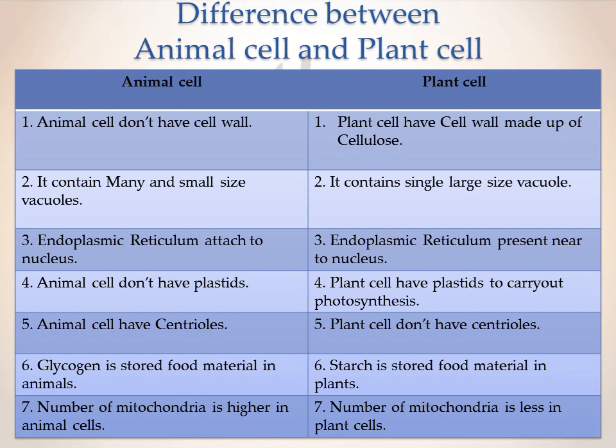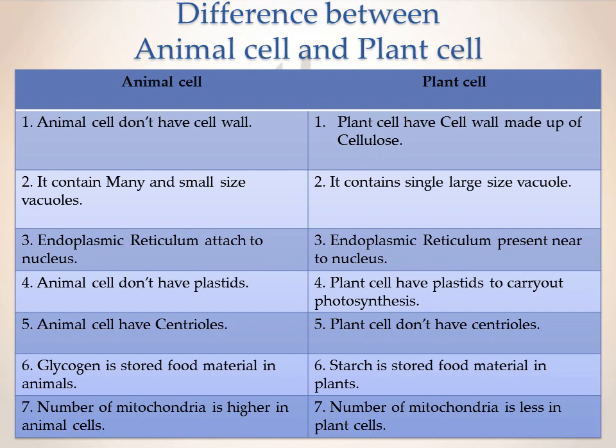Next is endoplasmic reticulum. In animal cell, it is directly attached to the nucleus. On the other hand, in plant cell, it is present near the nucleus. Animal cell doesn't have plastids, which are required for photosynthesis, as we usually know. Plant cell has plastids to carry out photosynthesis, and the animal cell has centrioles, which are absent in the plant cell. These are used for cell division.